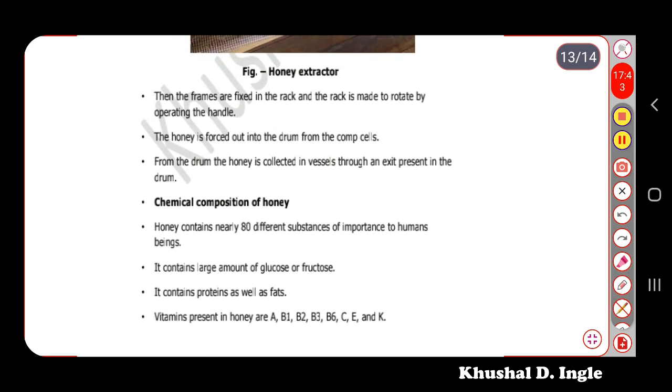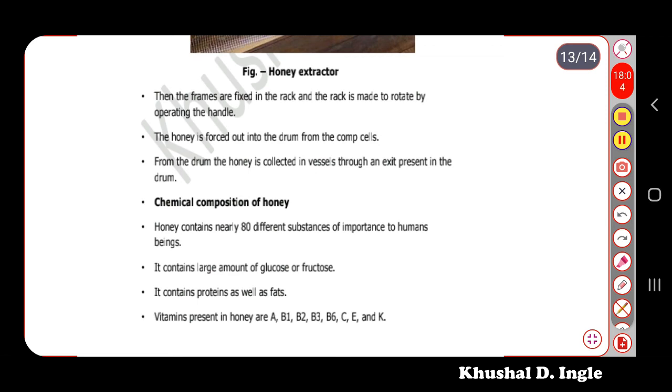See here that the frames are fixed in a rack, and the rack is made to rotate by operating the handle. Then the honey is forced out into the drum from the comb cells, and after that, from the drum, honey is collected in vessels through an exit present in that particular drum.